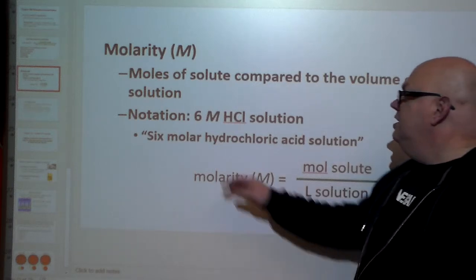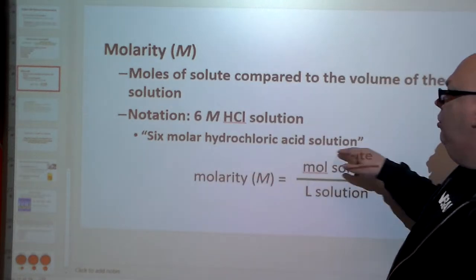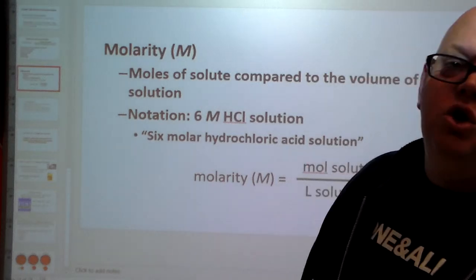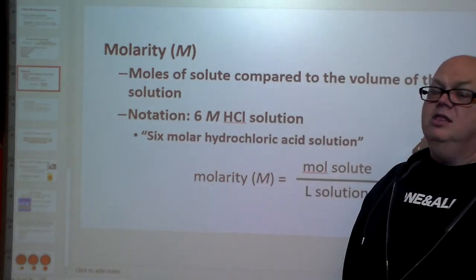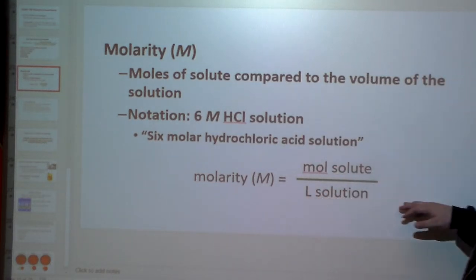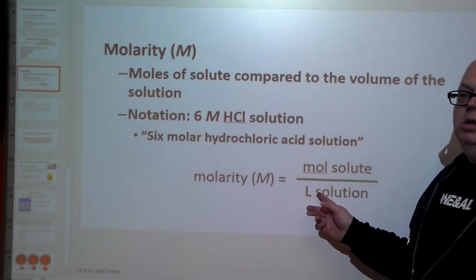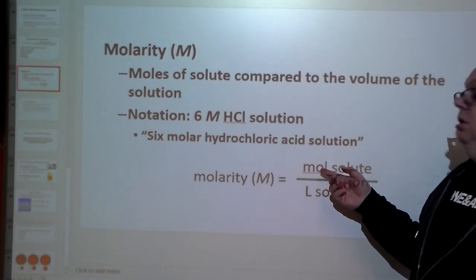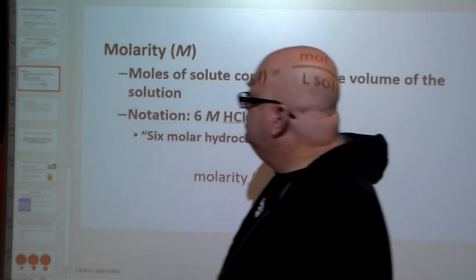For example, a 6 M HCl solution is a 6 molar hydrochloric acid solution. You pour that on your skin and it's going to hurt. It's going to leave a mark. So how do we calculate the molarity? We calculate it by the moles of solute per liter of solution. It could be more than 1 liter or less than 1 liter, doesn't matter. It could be more or less than 1 mole of solute. It's pretty straightforward in that regard.